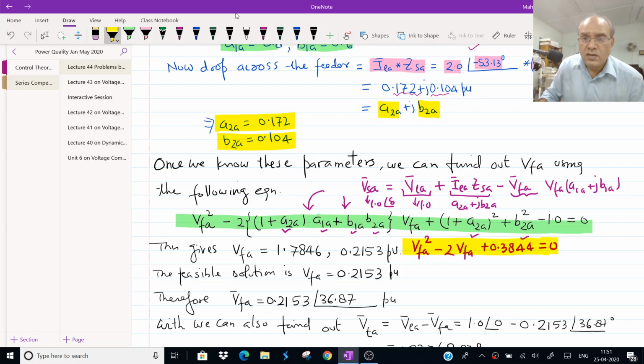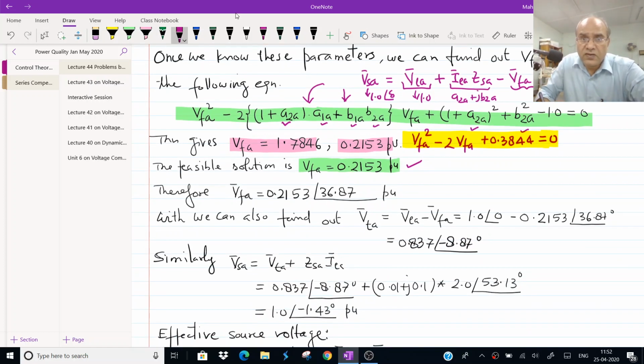Solving this equation will give us two solutions. The one is 1.7, another is 0.2153. Obviously the correct solution will be 0.2153 because this requires less voltage and less effort to compensate. So BFA 0.2153 is the correct solution. Therefore, we now know what is the magnitude of the BFA and what is the phase angle of the BFA.